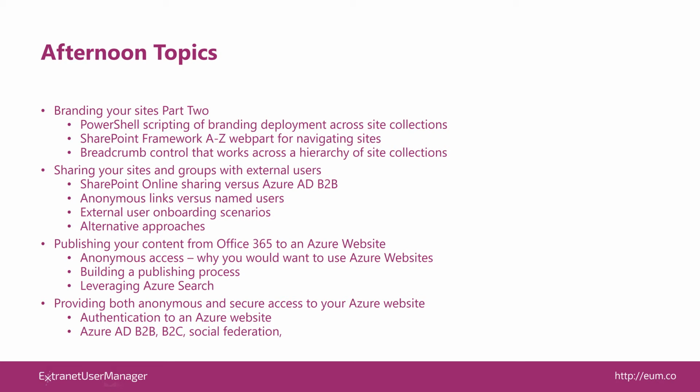Scenario here, if you've got a public-facing anonymous site, how would you want to use that? Building out a publishing process, leveraging things like Azure Search as part of that experience. And then ultimately, not just anonymous, but secure access to that Azure website. How can we again use Azure AD B2B, maybe B2C, social federation like Google and Facebook to provide secure access into that website? And we'll wrap the day up from there.